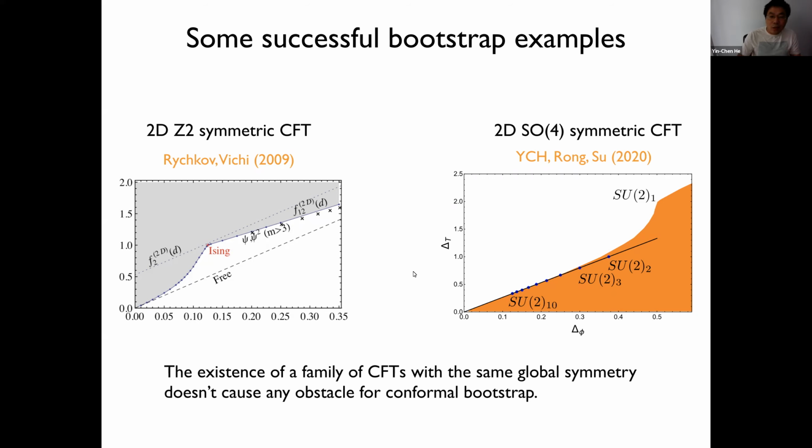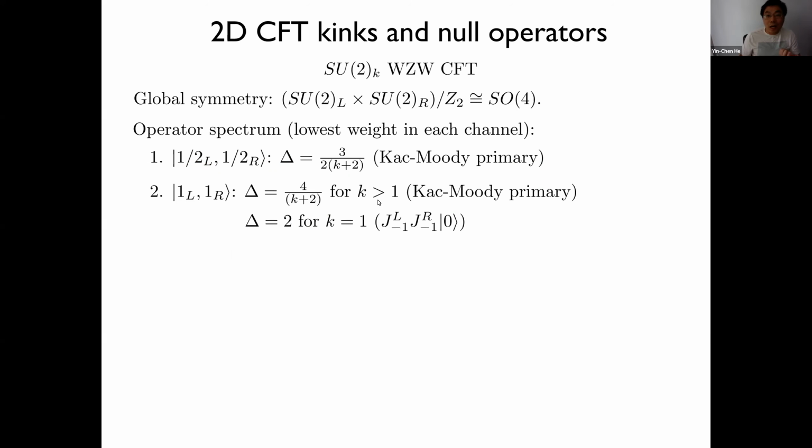And there we know that the reason we get bootstrap kinks is closely related to the very important structure of those CFTs, that is, the null operators of 2D CFTs. Let me give you an example of this SU(2) level K Wess-Zumino-Witten CFT. We know that the global symmetry of this CFT will be SU(2) left times SU(2) right. And we can ask what the operator spectrum of this Wess-Zumino-Witten CFT is.